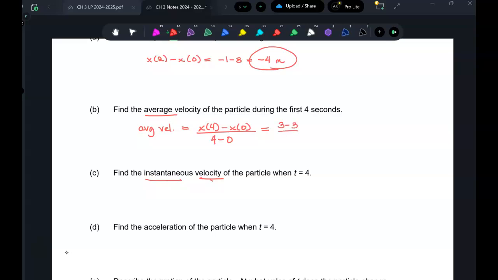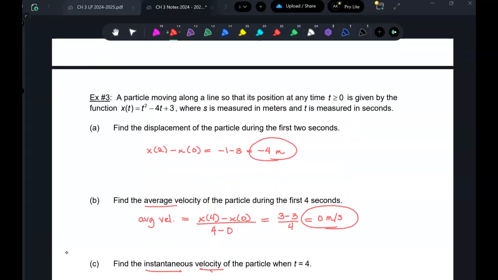So 3 minus 3 over 4. So that's 0 meters per second. x of 4 would be 16 minus 16 plus 3, which is 3, minus x of 0, which is 3. So 3 minus 3 is 0.